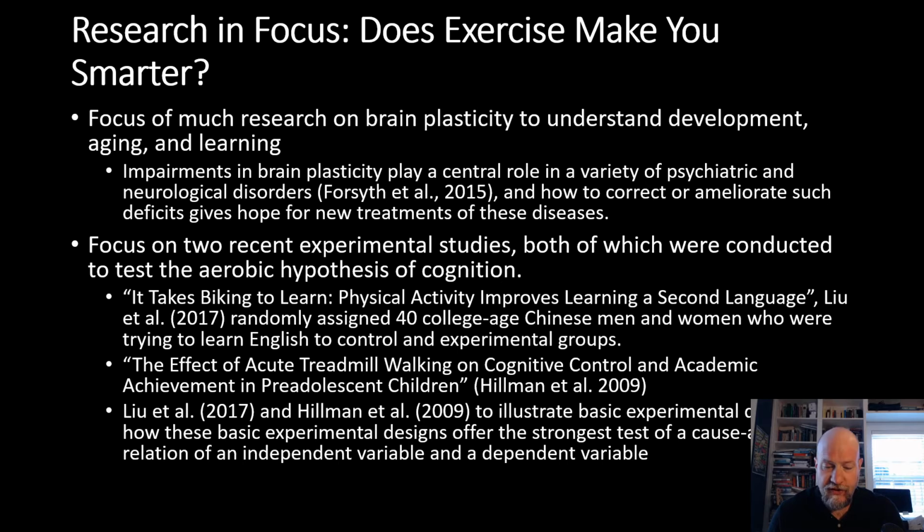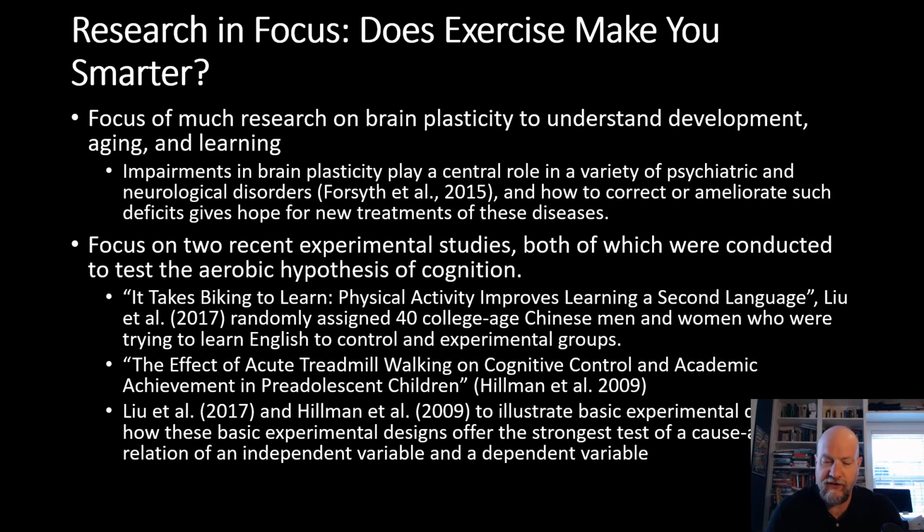So there are 2 studies that are discussed in detail in the chapter. And the reason why we're going to look at these 2 studies is because they represent 2 different types of experimental design to get at a similar question. So the two articles we're going to discuss are It Takes Biking to Learn, Physical Activity Improves Learning a Second Language by Liu and colleagues. The second is The Effect of Acute Treadmill Walking on Cognitive Control and Academic Achievement in Pre-Adolescent Children by Hillman and colleagues. So let's talk about the first one first, the study by Liu.